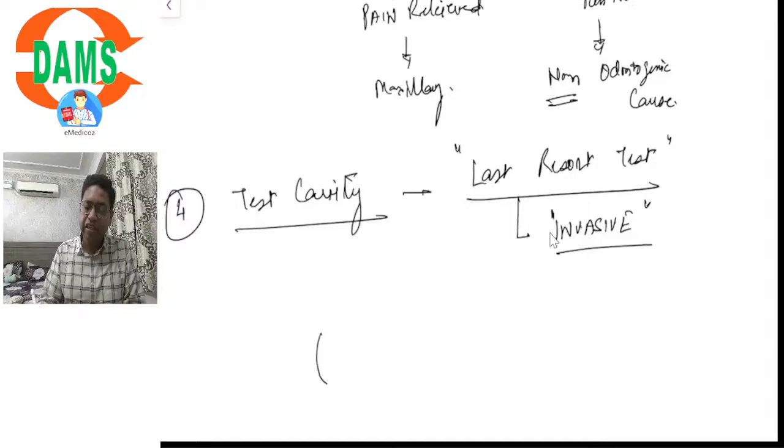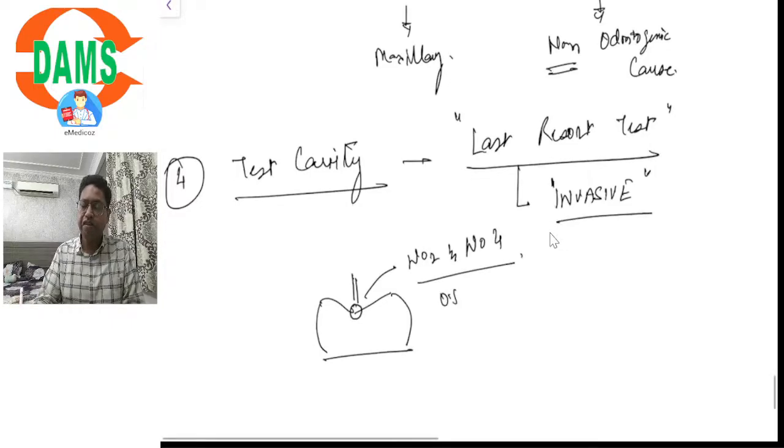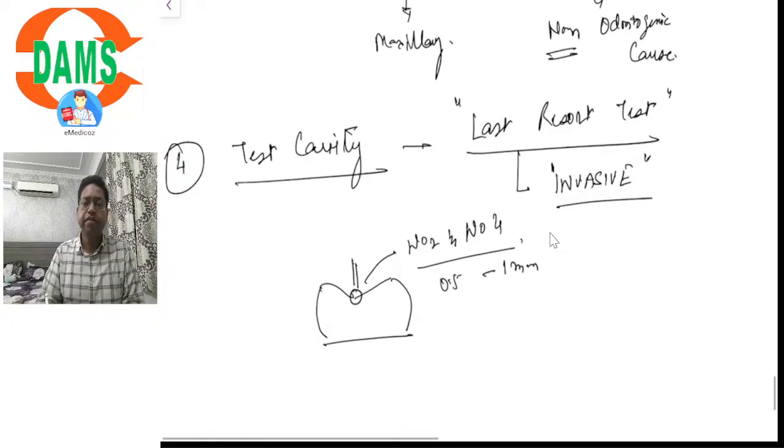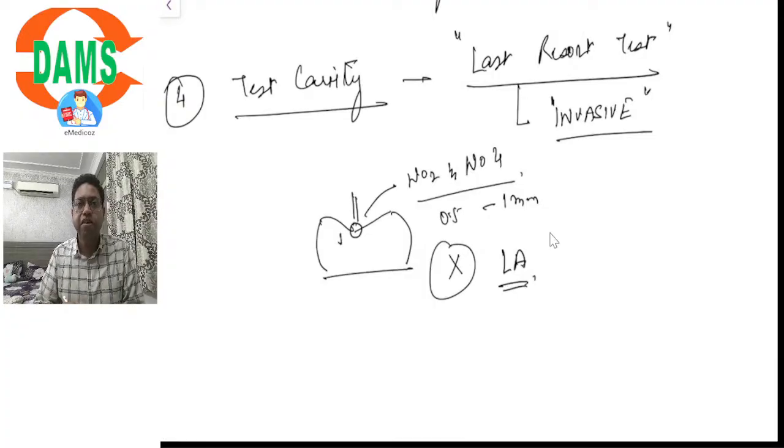What is done in this test? Suppose this is the tooth of which we have to determine the pulpal status. We would start preparing a class 1 cavity with a small round burr into the tooth. We use number 2 or number 4 round burr, diameters of 0.5 to 1 millimeter, and no anesthesia is given to the patient. We start preparing a cavity and go on increasing the depth of the cavity. A small class 1 cavity is being prepared.